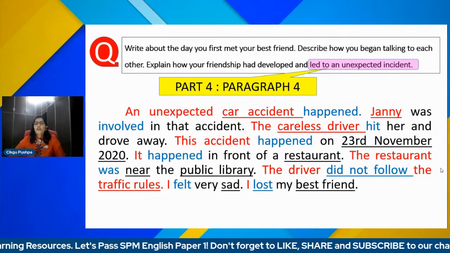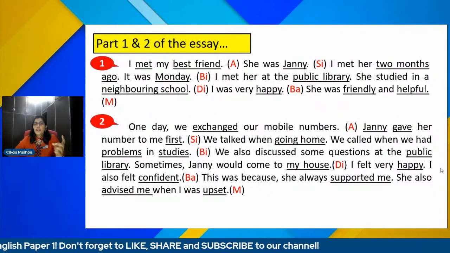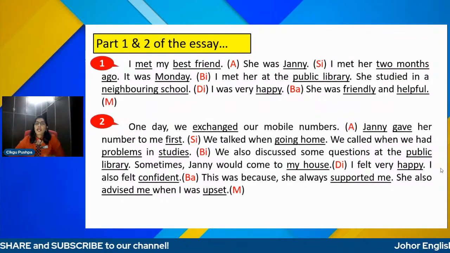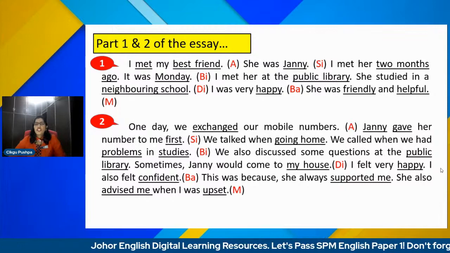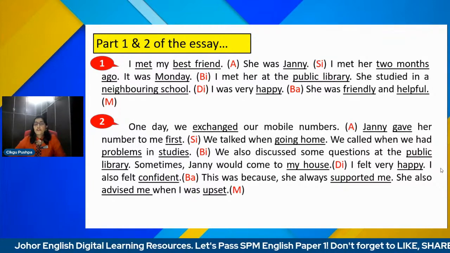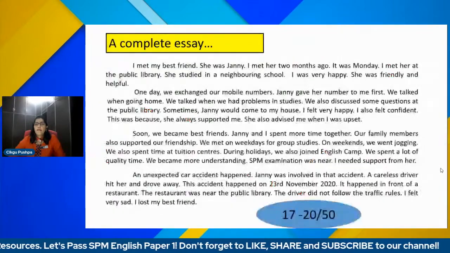Okay, so you have already done your part 1, you have done part 2, and you can see how you have constructed some sentences based on ACBD BAM. You have ACBD BAM. Again, paragraph 2, you have ACBD BAM. So this is just a very simple formula in order to construct sentences. Okay, so you have part 3, you have part 4.